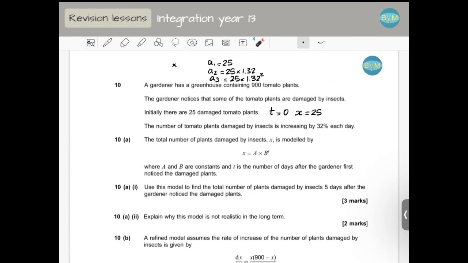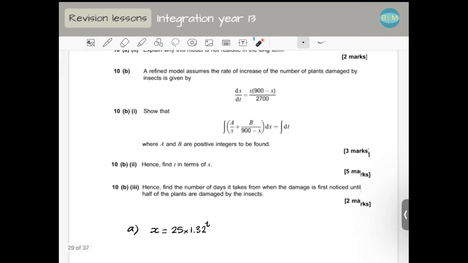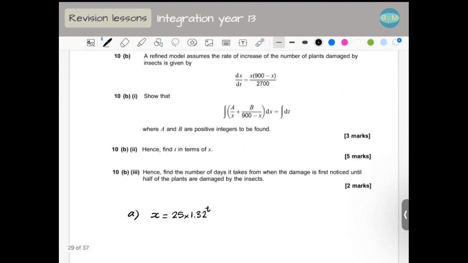Yeah? How do we find what happens 5 days after? Substituting T by 5. Once I have the model, I need to find X when T is 5. So when T is 5, X is 25 times 1.32 to the power of 5, which is 100.1, something, 100.2.